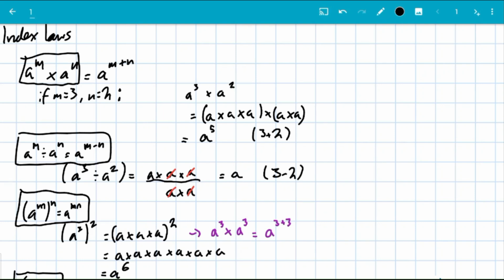Hello everyone, in today's video we're going to be looking at index laws. So there's four main rules you need to learn and they're really not that hard.